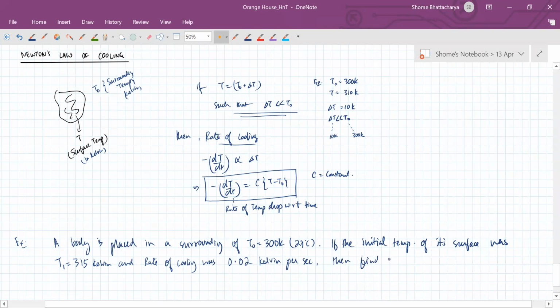then find its rate of cooling when the surface temperature has dropped to T2 equal to 306 Kelvin. So just note down this formula first of Newton's law of cooling. Then we'll see how to apply this.